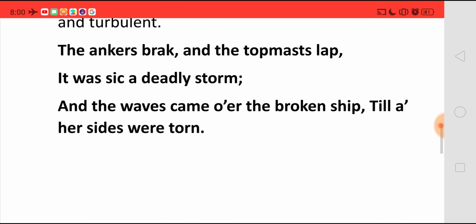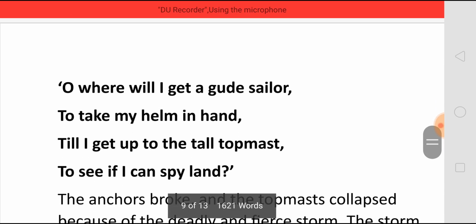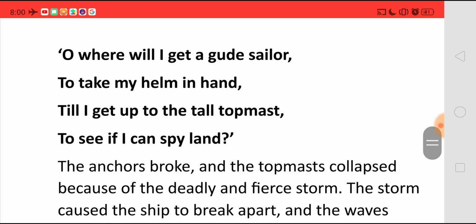The anchors break, and the topmast lap. It was such a deadly storm, and the waves came over the broken ship till at her sides were torn. "Oh, where will I get a good sailor to take my helm in hand, till I get up to the tall topmast to see if I can spy land?"